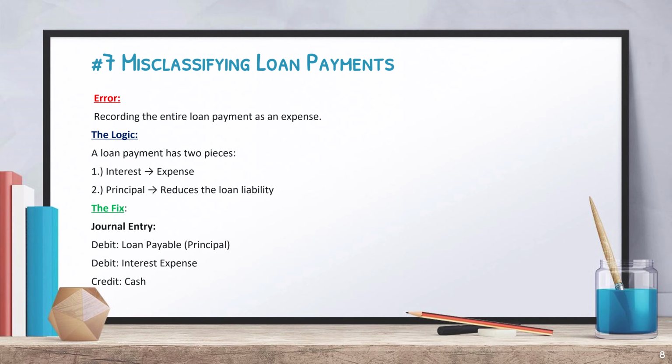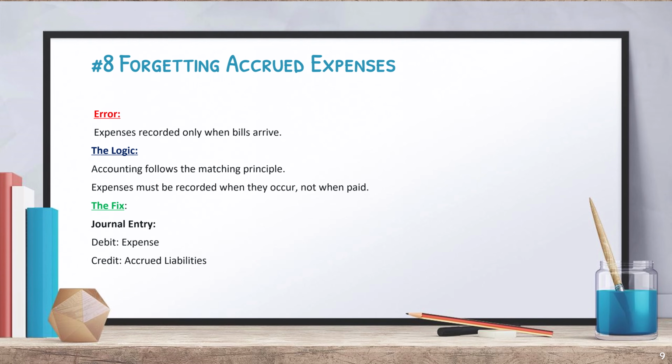Number 7, misclassifying loan payments. This mistake makes profits look much lower than they actually are. The error: recording the entire loan payment as an expense. The logic: a loan payment has 2 pieces: interest, which is the expense, and principal, which reduces the loan liability. The fix: enter the journal entry below. Only the interest portion affects profit.